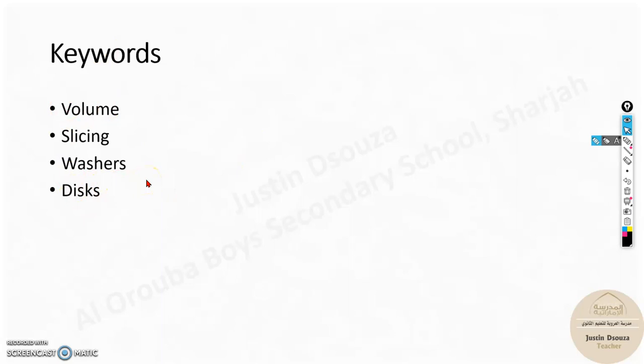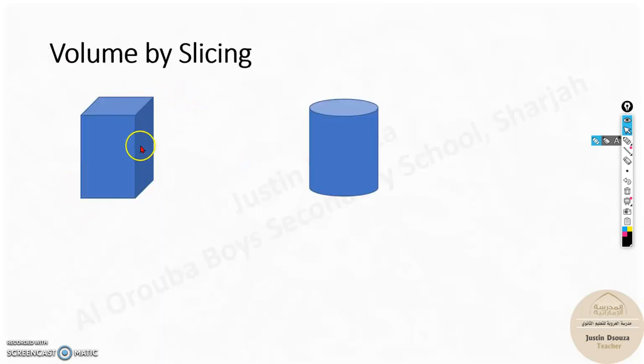Now before we begin with the example problems, let's quickly go through the basic introduction. I've not done any derivations in detail, just the basic things to understand this lesson. Volume by slicing. What does this mean? First of all, it depends on the shape. Whenever you solve the problem, it depends on the shape.